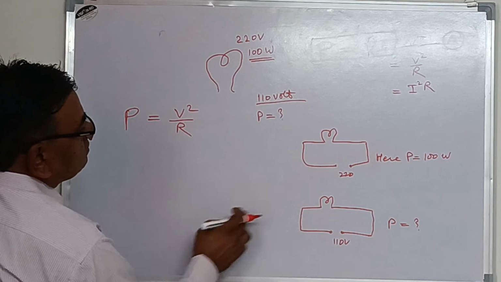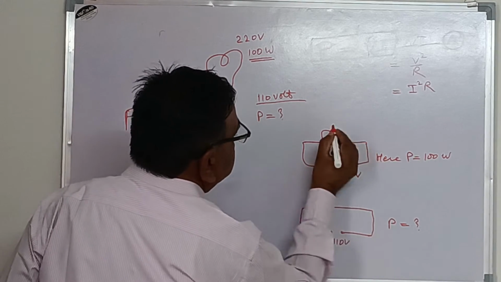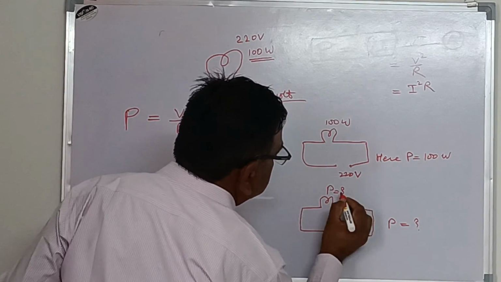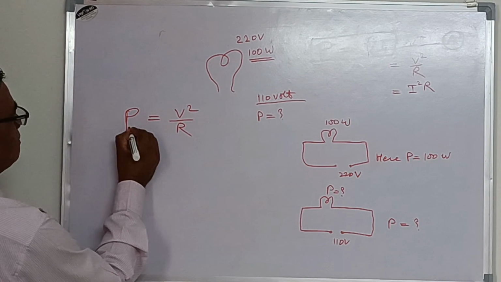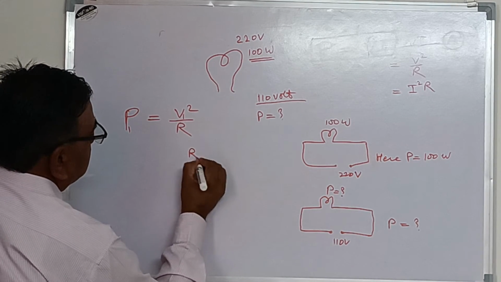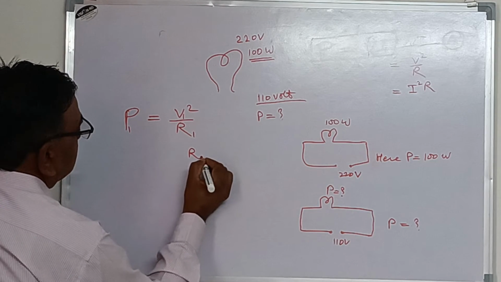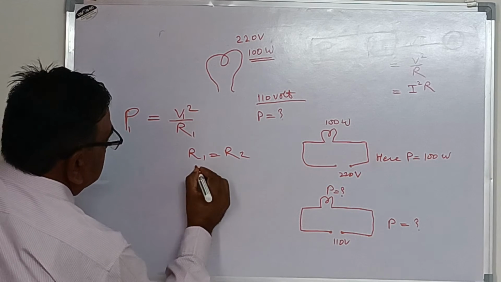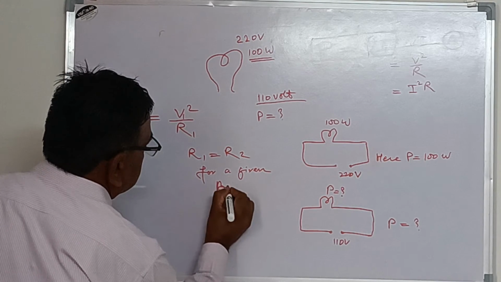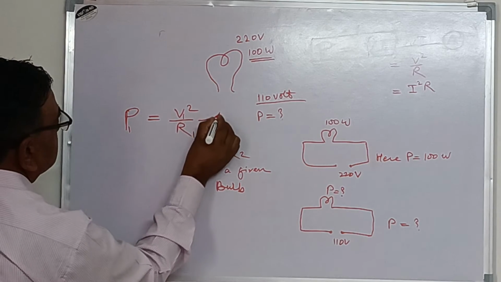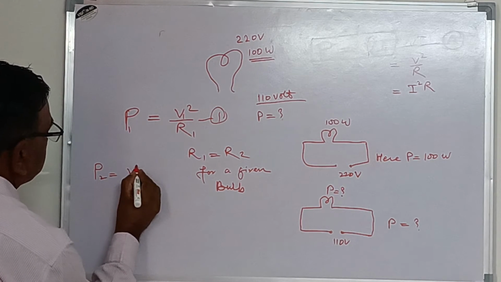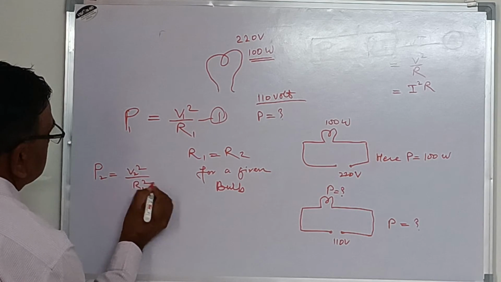When we use it on 220 volt, the power is rated 100 watt. And what will be the power consumed here? So P1 is equal to V1 square by R1. R is constant for a bulb. R1 बराबर R2 for a given bulb. Same bulb है तो उसके लिए equation number 1. Now similarly here P2 is equal to V2 square by R2.